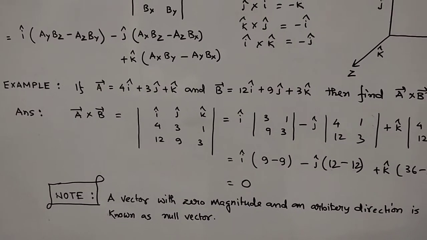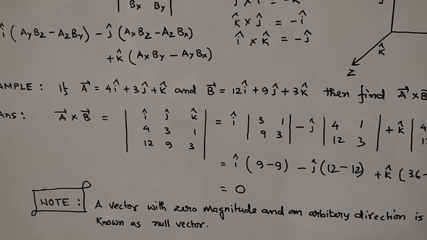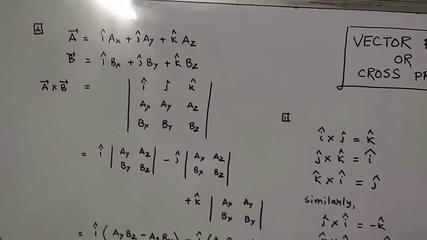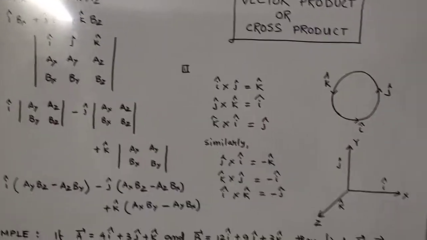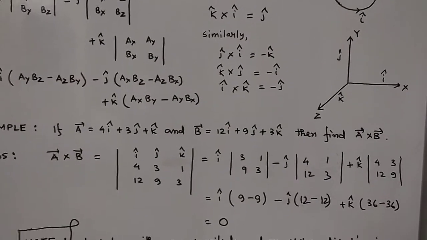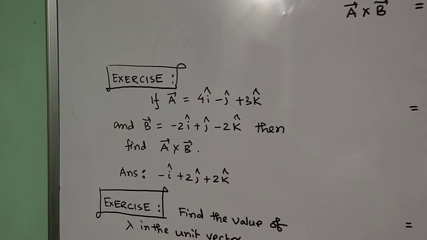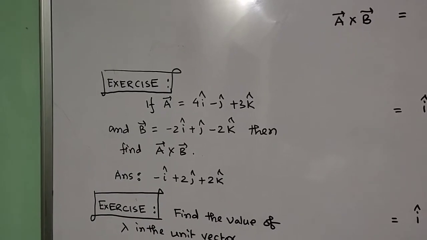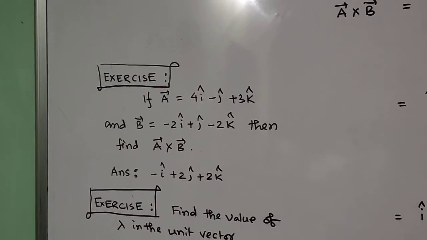So a vector cross b vector equals 0. I think you have understood, and it's very simple. Try to practice. Once you understand, it becomes very easy for you. Now next, I'm going to give you one exercise for you to try, and the answer is also given.